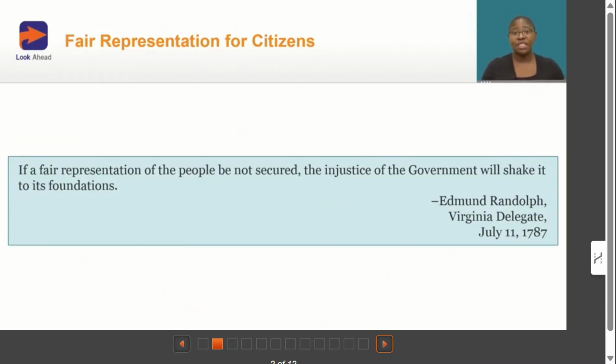Edmund Randolph, a Virginia delegate to the convention, said, "If a fair representation of the people be not secured, the injustice of the government will shake it to its foundations." Randolph was a prominent lawyer and politician, and an enslaver from Virginia. This was not only one of the largest states, but also one that was deeply dependent on slavery. Randolph's statement underlined the idea that the Constitutional Convention delegates had to figure out these problems or injustices and get them right, or the new government will be shaken to its foundations.